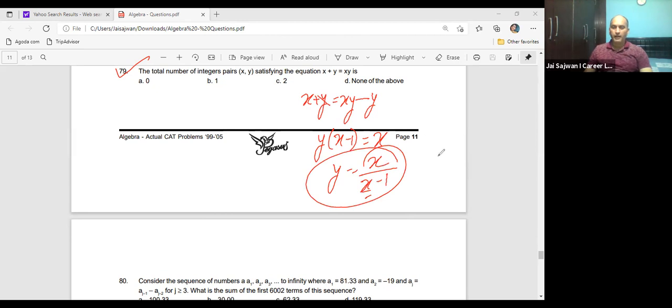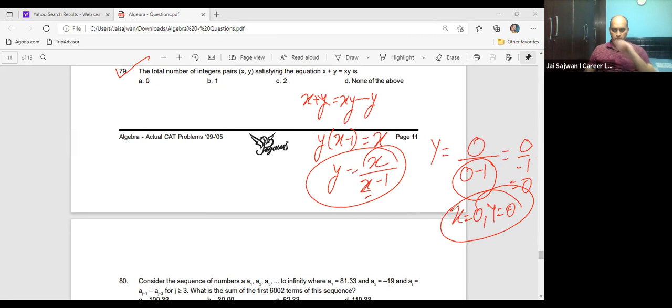This is the ratio of two consecutive numbers. Now, I know any number in the world, if it has a 0 in the numerator, the denominator may be anything other than 0 and it will be satisfying. So you can say 0 upon minus 1 is 0. So when x is 0, y also comes out to be 0. The second thing is that whenever the denominator is 1, any such number comes out to be a natural number or an integral. So x minus 1 is equal to 1, x comes out to be 2.